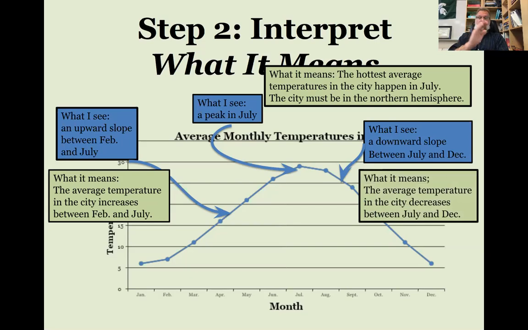So this is the WIZ and WIM. The blue boxes represent the WIZ, what I see. The green boxes represent the WIM, the what it means. So now we're going to use those to put together our caption. That's our goal. Our ultimate goal is to put together a caption.